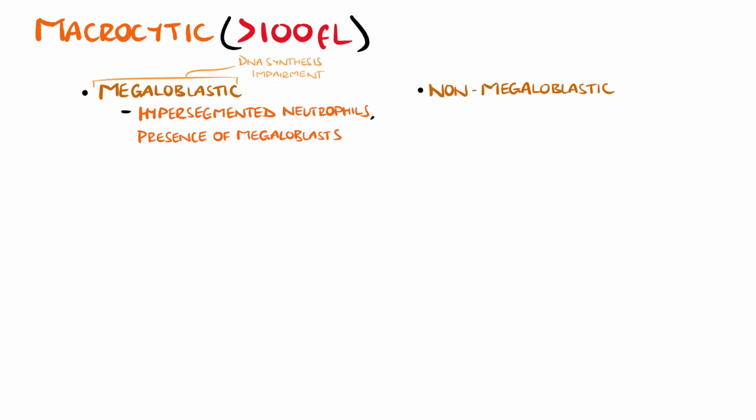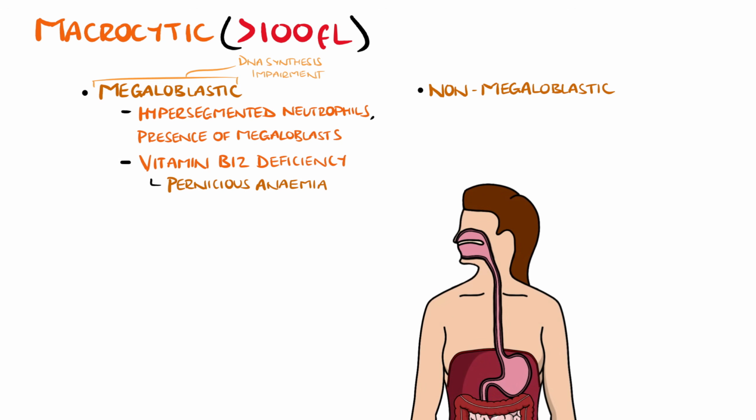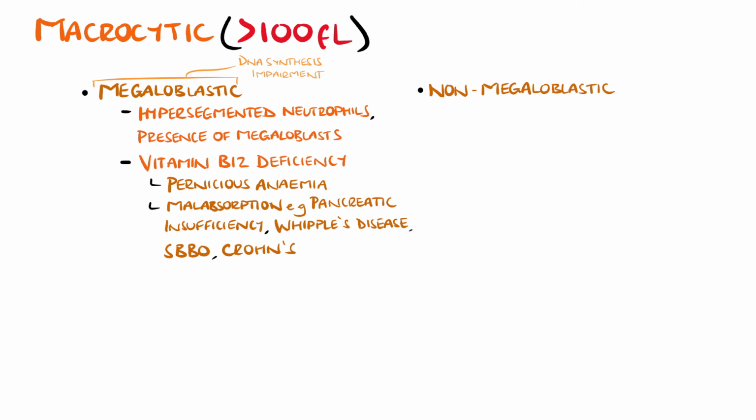Megaloblastic causes include vitamin B12 and folate deficiency, with vitamin B12 deficiency often being seen due to pernicious anemia, where antibodies are produced against parietal cells in the stomach or intrinsic factor that they produce. Other causes include malabsorption syndromes like pancreatic insufficiency, Whipple's disease, or small bowel bacterial overgrowth. And since it is mostly absorbed in the ileum, Crohn's disease can also be linked to it.